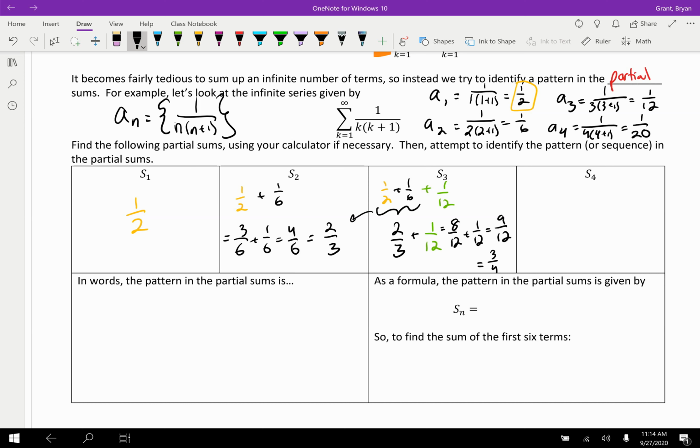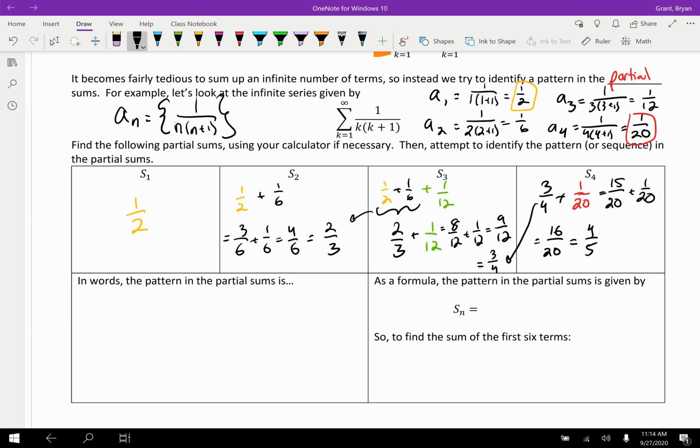Okay. And then let's look at one more, S sub 4. Well, we can be a little more efficient. We know it's going to be 3/4, because that is the sum of the first 3 terms, plus the fourth term, which is hanging out over here. That's 1/20. I think we'll need some common denominators here, multiplying by 5, 15/20 plus 1/20, 20th, not 12th. Numbers are hard. So we end up with 16/20, and then dividing by 4, we end up with 4/5.